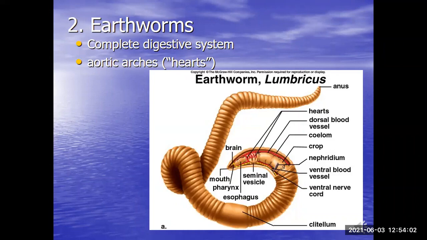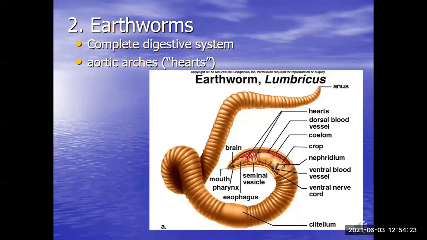Now the second comment on this slide has to do with hearts, and you may hear that earthworms have 10 hearts. Do they really? Well, if you consider a heart to be a more muscular part of a blood vessel that pumps blood, that sounds like a heart. Well, okay, they have 10 hearts there.